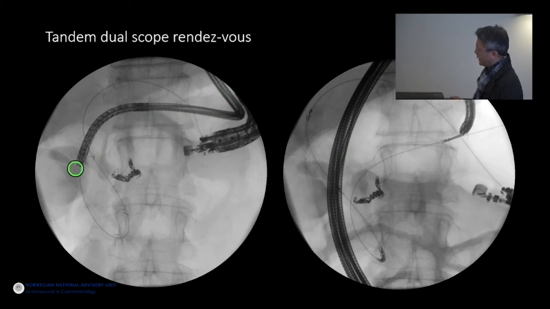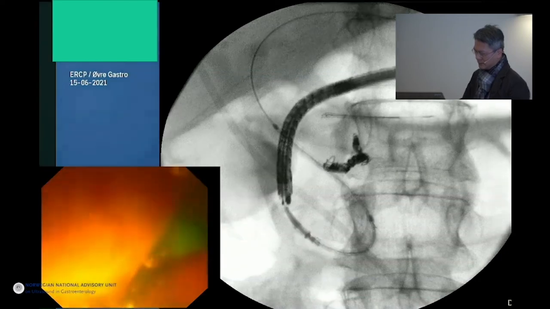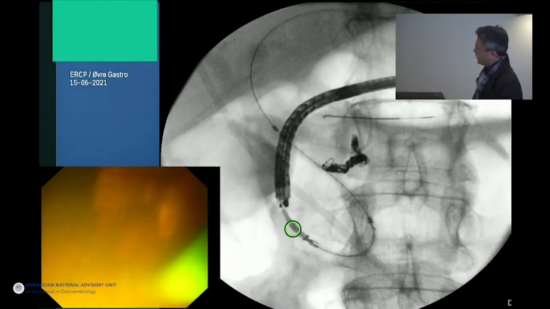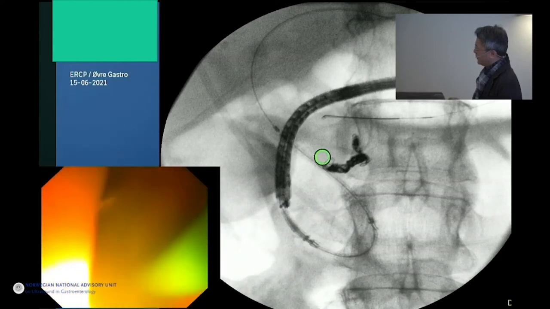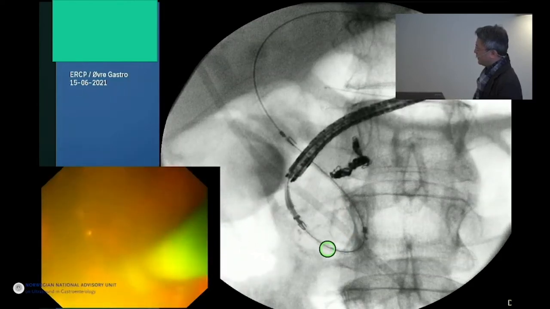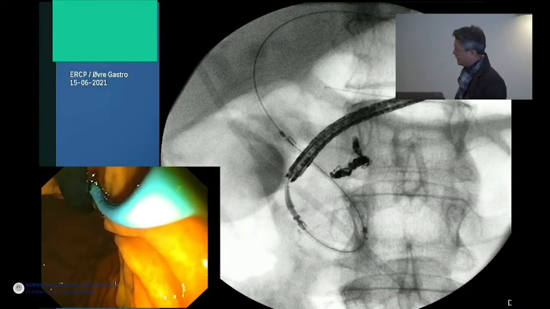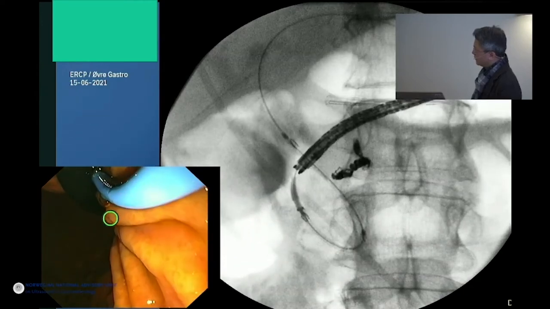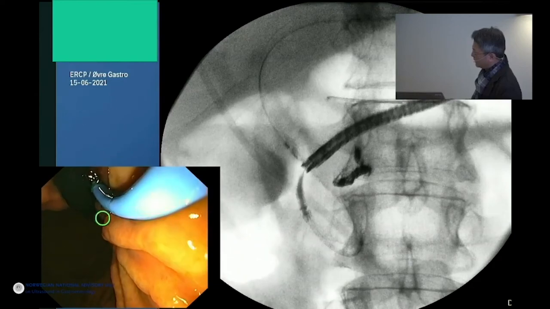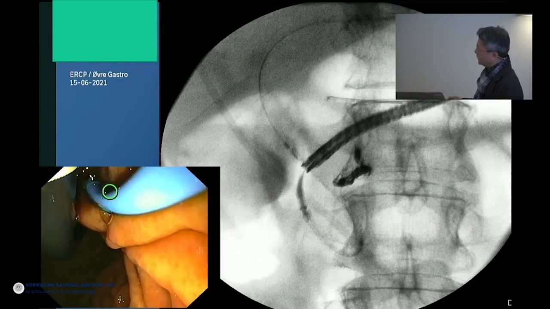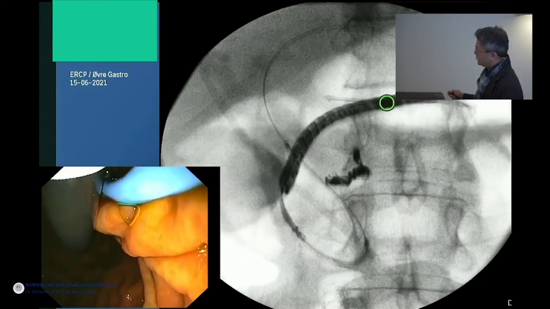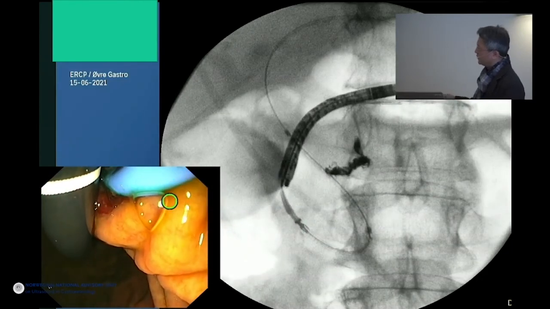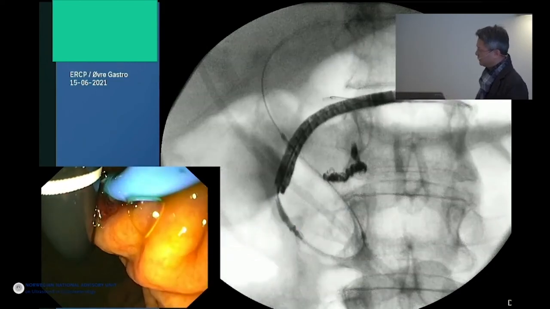And then by pulling the guide wire with the ultra-slim scope, we could push the stent through the stapled line. So this is to reestablish an orifice from the common bile duct into the stapled duodenum. Here you see very unique pictures where we had two different scopes inside the patient, and we pull the ultra-slim scope and at the same time try to push the metallic stent through the stapled line.